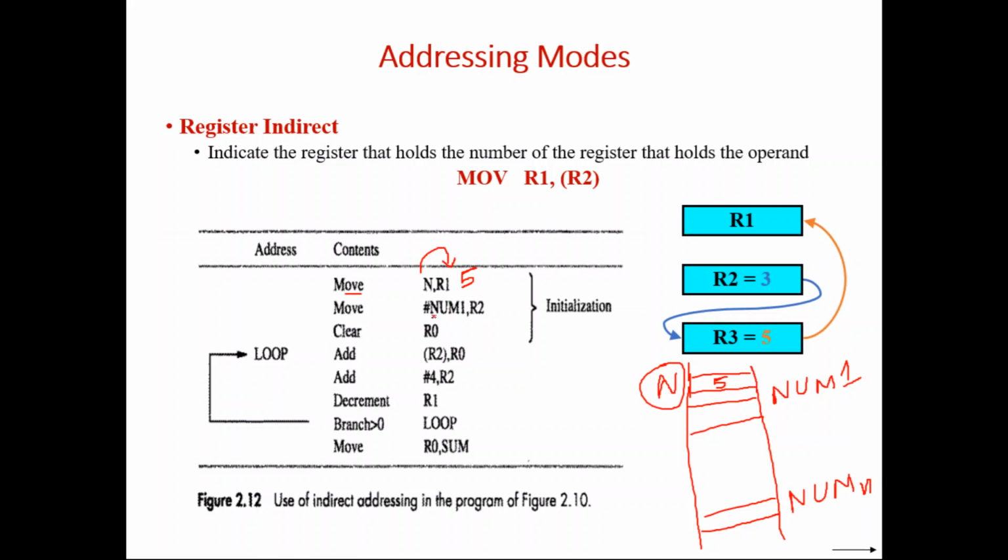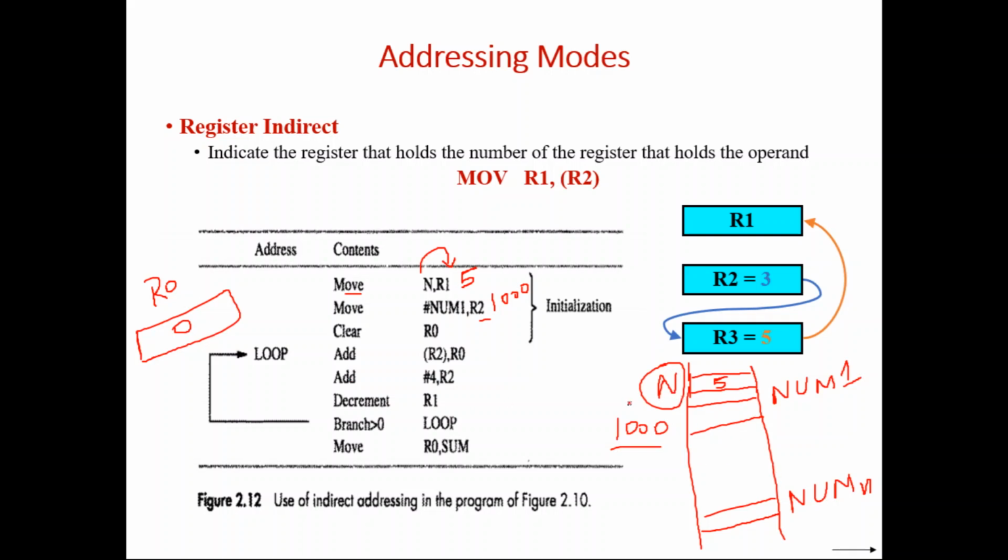Again, move hash num1 comma R2. What is hash num1? Let us assume num1's address is 1000. Hash, as I already said, gives the immediate value, not the value at the location. That is 1000, so 1000 is now moved to R2. R2 holds 1000, the address of the first number. Then clear R0, which sets R0 to 0, because it may have some garbage value. Here we are going to store the sum of all these numbers.